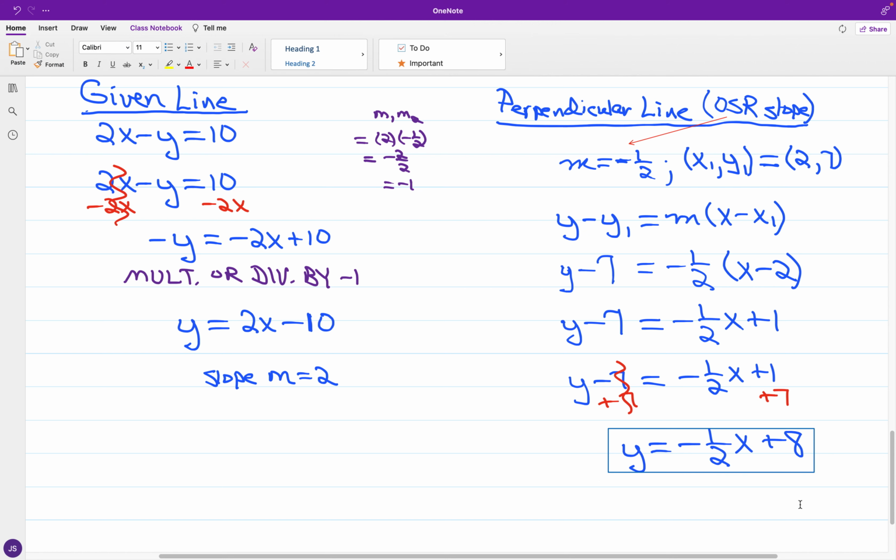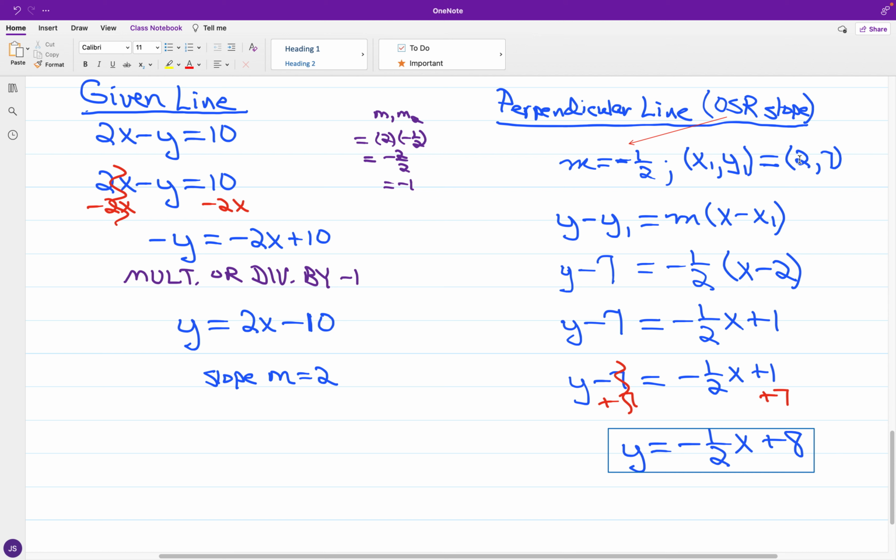Okay, and you can check for the consistency. So you got the slope at -1/2, and with x and y respectively at 2 and 7. So the left-hand side of the equation is at 7. Once again, I want the right-hand side to be as well.